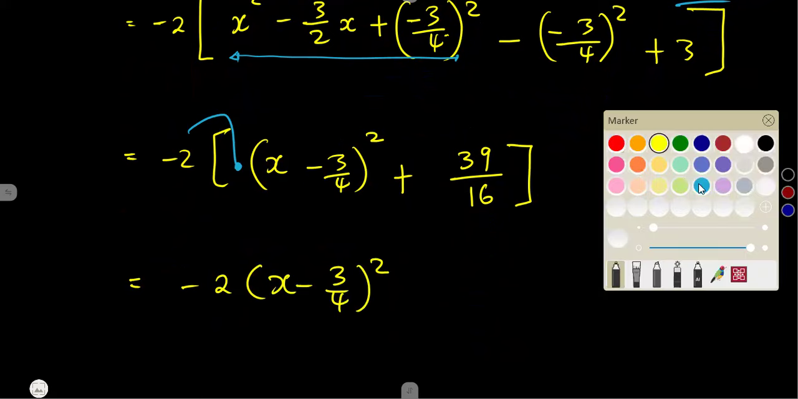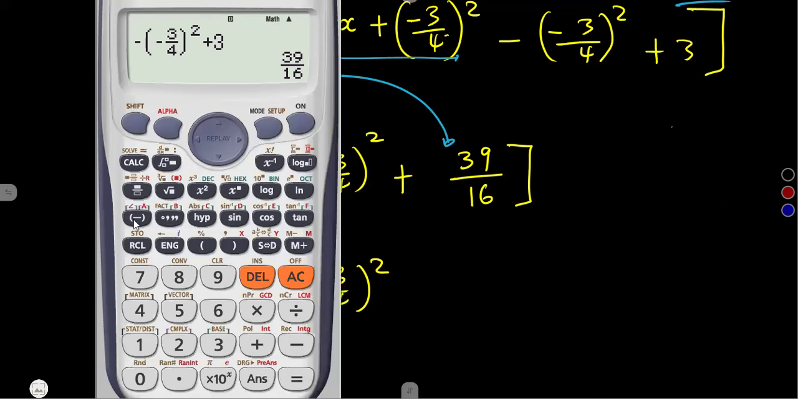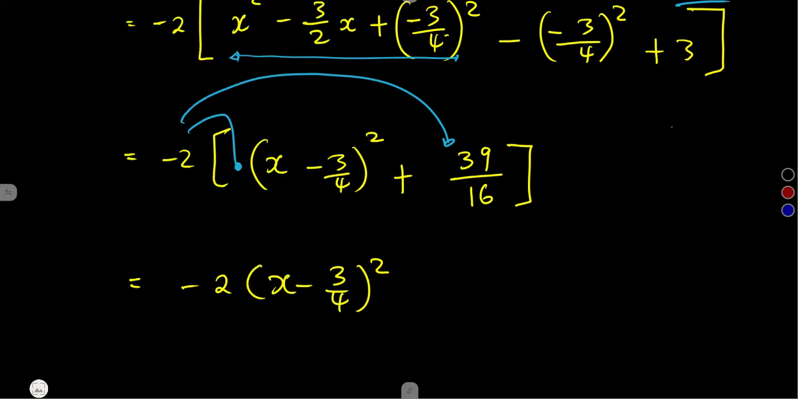The -2 is supposed to also multiply here. So there we can just use our calculator. -2 times what? Positive 39 over 16. That's 39 over 16, which is negative 39 over 8. So we're going to obtain negative 39 over 8.